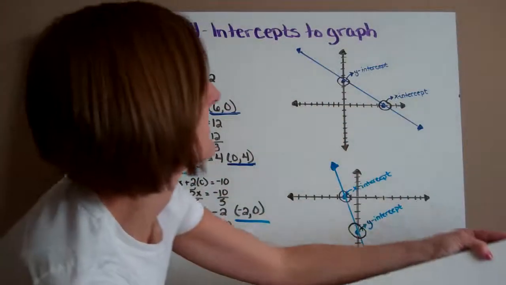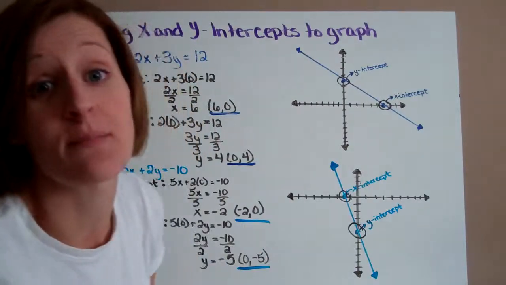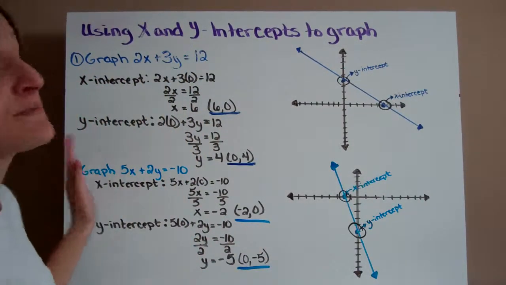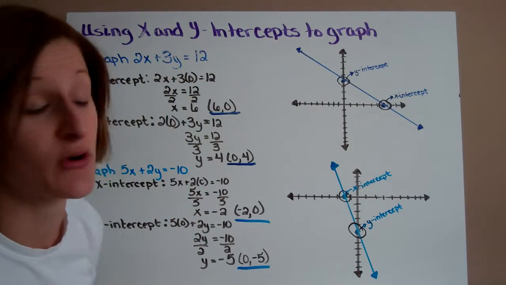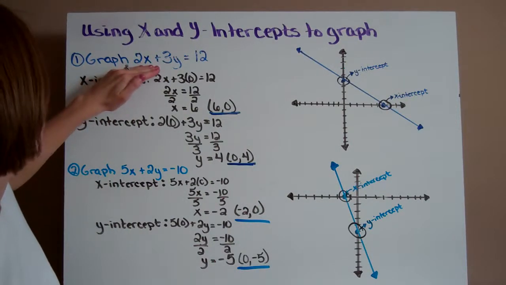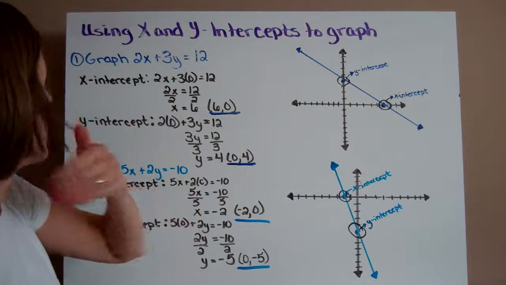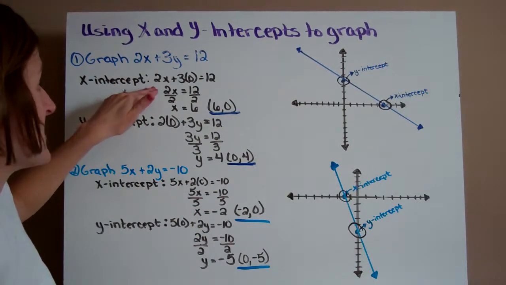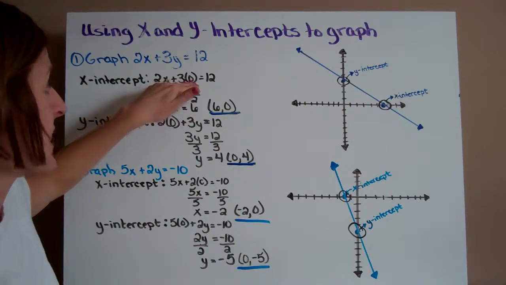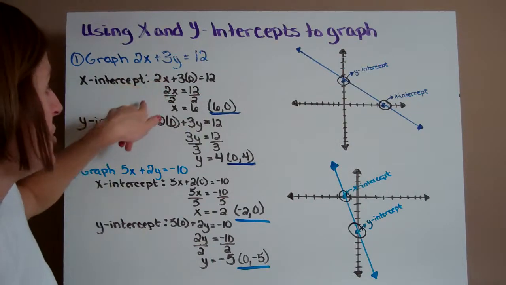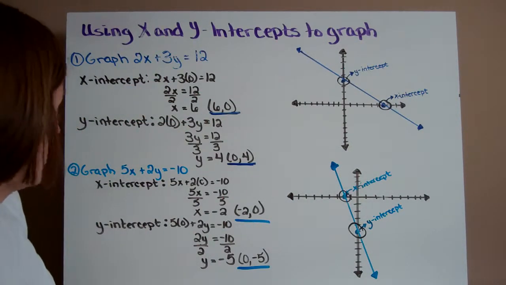Okay, last thing, using your x and y intercepts to graph. Alright, this is probably the quickest and easiest way to graph. So, graphing, we got 2x plus 3y equals 12. Now, my x-intercept is 2x plus 3 times 0 equals 12. You're going to solve for x. You know what?